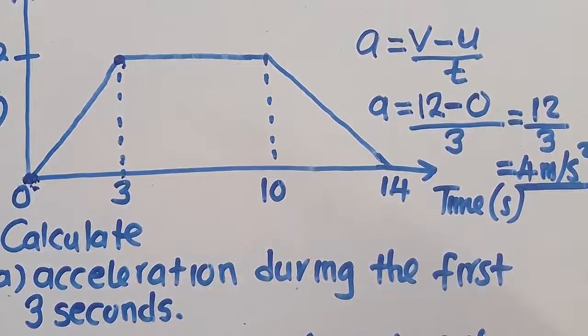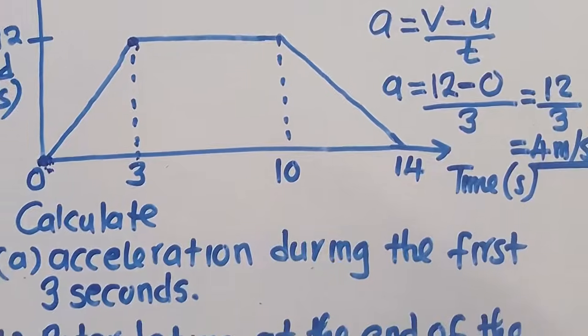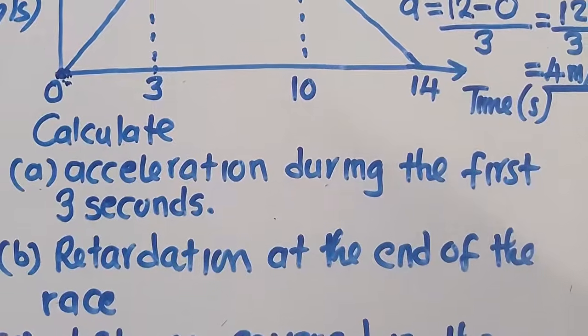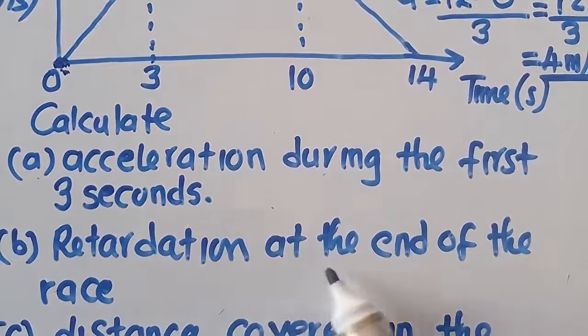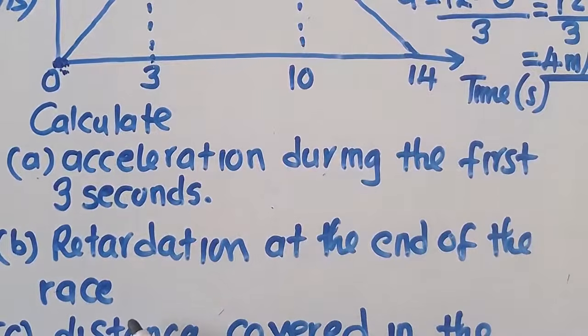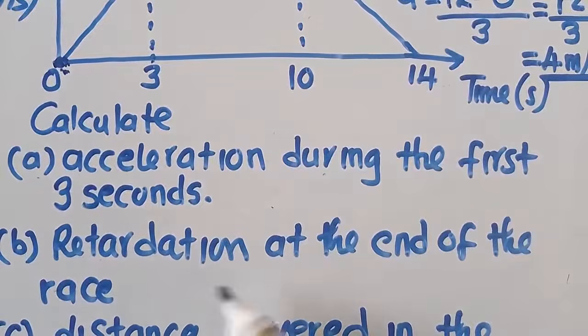Then we move to the next question. We've got our next question. So our next question, this is our next question. It is saying we calculate the retardation at the end of the race. So we calculate the what? The retardation. How can you calculate the retardation?